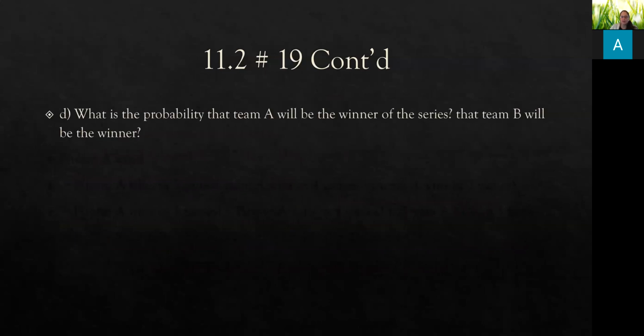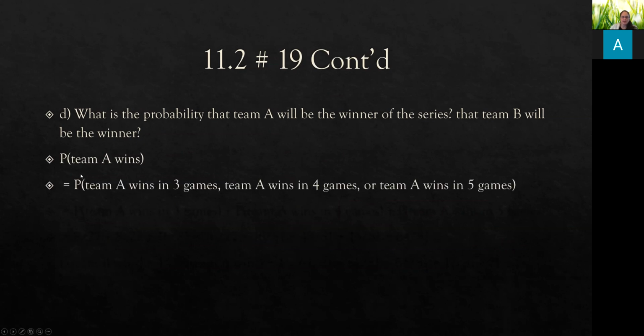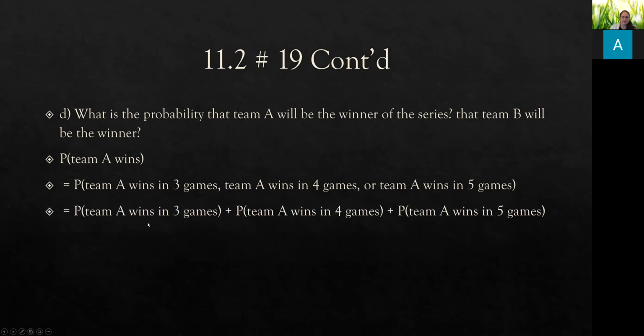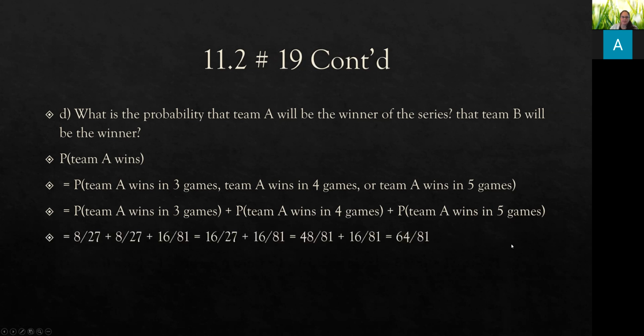What is the probability that Team A will be the winner of the series? And what's the probability that Team B is the winner? The probability that Team A wins is the probability that they win in 3 games or 4 games or 5 games. And we've seen each one of those probabilities already. So we split it up. It's the probability that Team A wins with 3 games, plus the probability they win with 4 games, plus the probability that they win with 5 games.